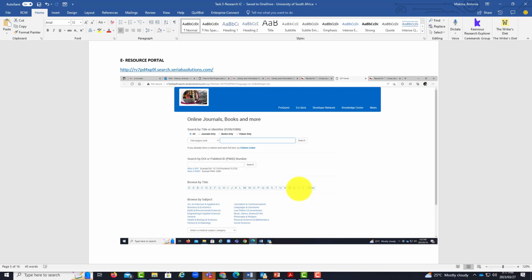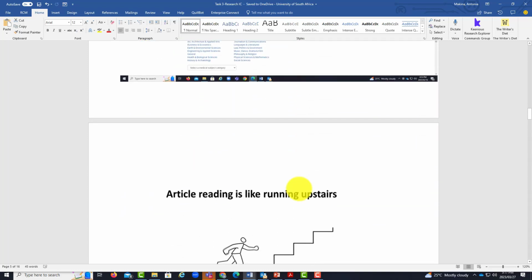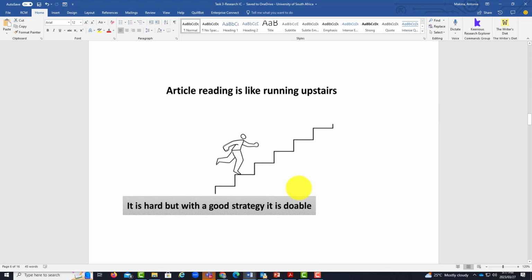I then get into asking the question, what are my frequently used reading strategies? I share with you a diagram here which says article reading is like running upstairs. It is hard, but with a good strategy, it is doable.